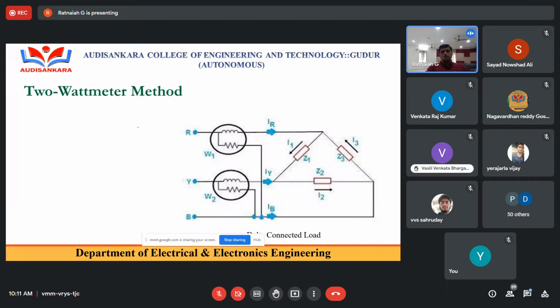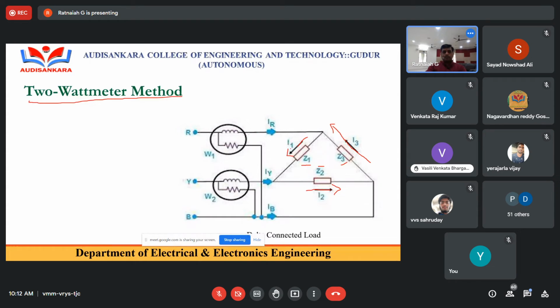So look at this one. If it is a delta connected load, how will two wattmeters be connected? Look at this connection of the delta connection. Here also we are going to assume three impedances, Z1, Z2, Z3. Here I am going to take the current directions like this. Current through Z1 is I1, current through Z2 is I2, current through Z3 is I3. So in this direction, we have to assume the direction of the current.